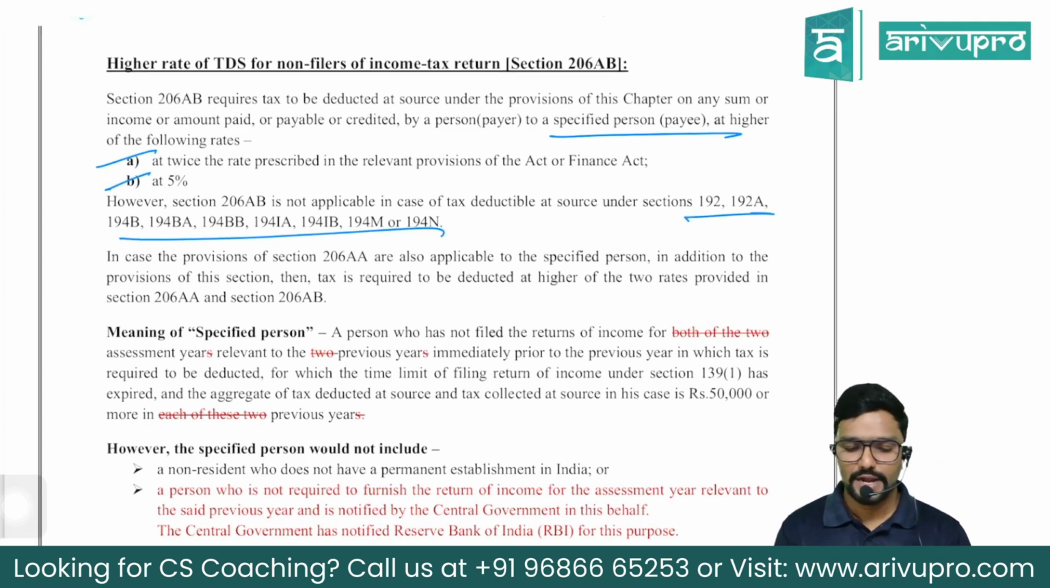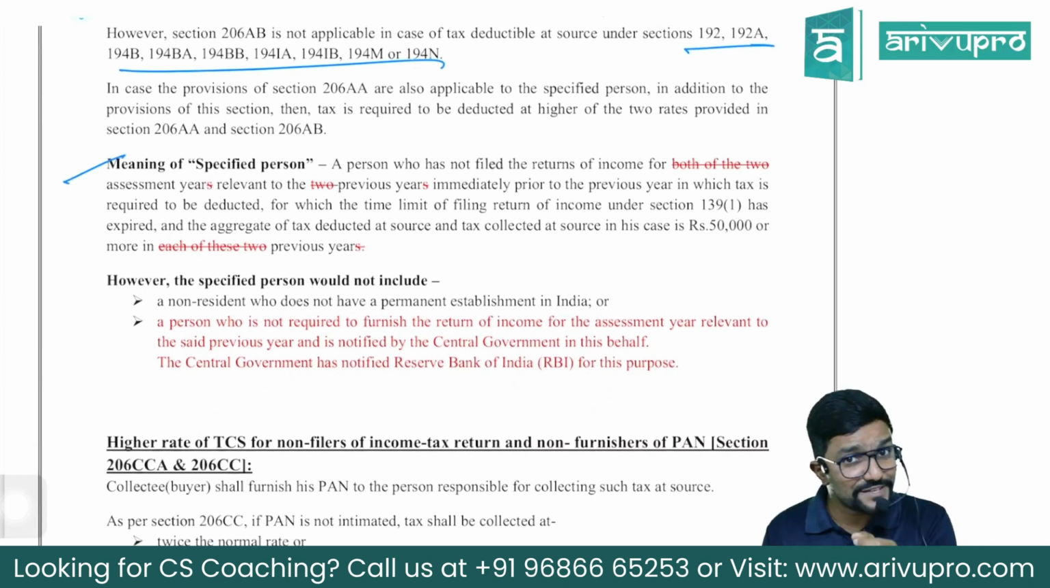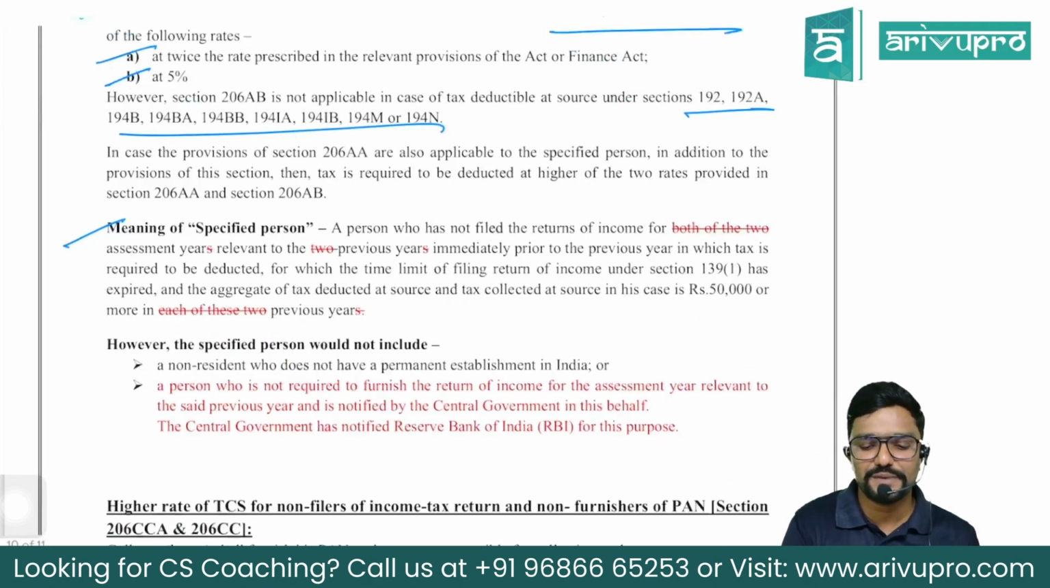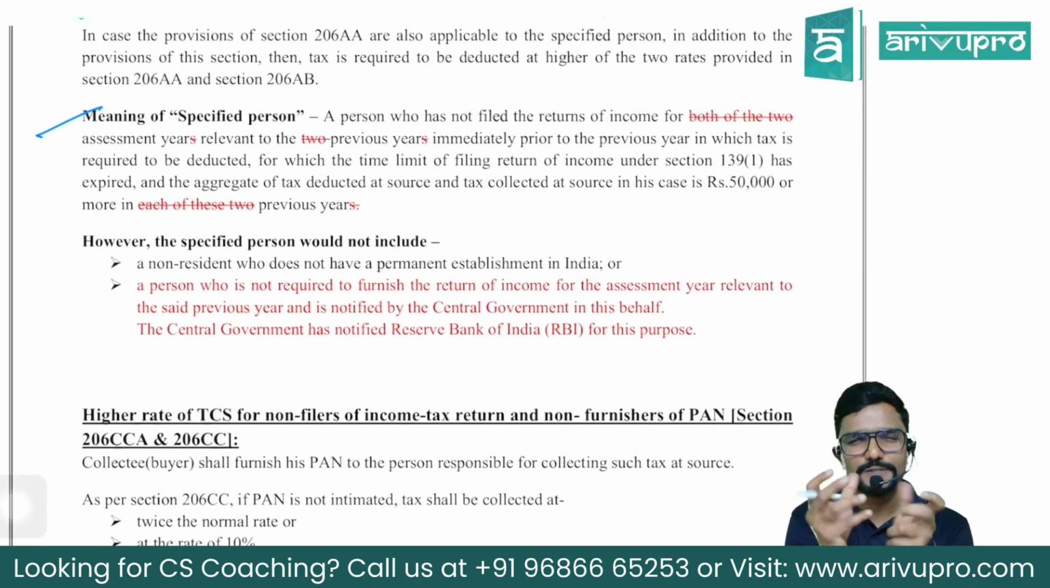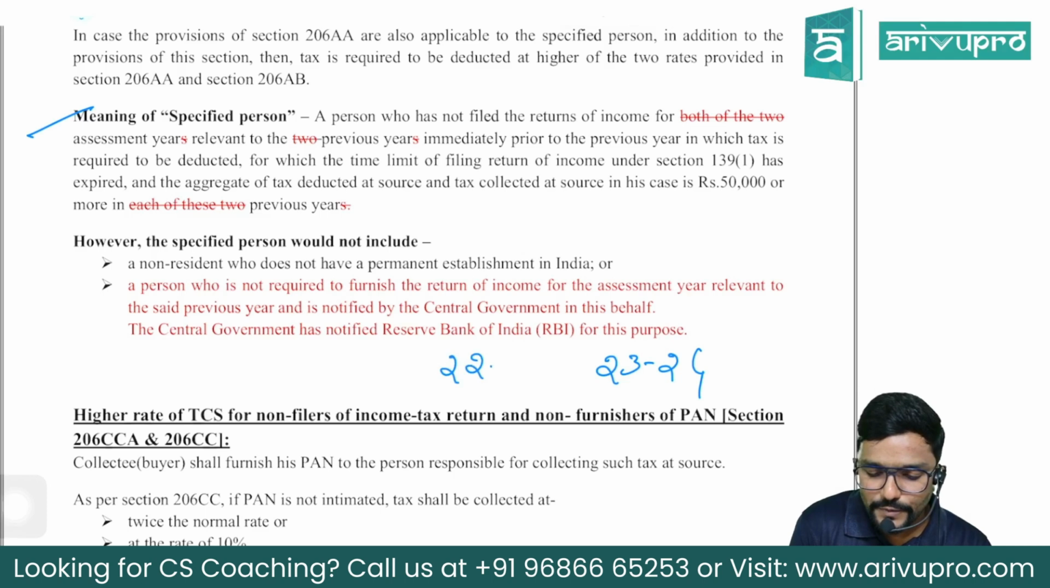We had covered who is a specified person. Only if the payee is a specified person, then section 206AB is applicable, right? Who is a specified person, guys? Now there is a small change in it. Please be careful. For us, what is the previous year? 23-24. So we have to check the last year, 22-23.